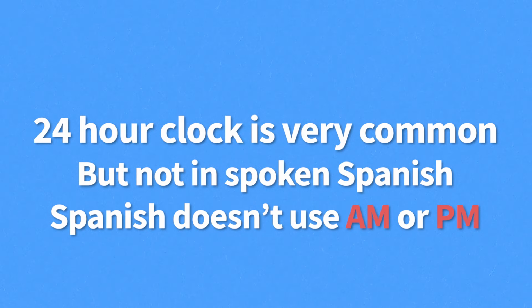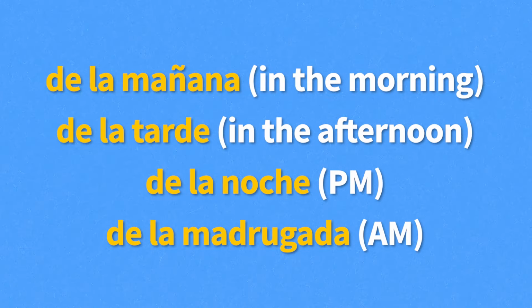Now, while the 24-hour clock is commonly used in Spanish-speaking countries, it's uncommon to use it in spoken Spanish. However, Spanish doesn't use AM or PM. We use the following time-specific phrases instead. De la mañana, in the morning. De la tarde, in the afternoon. De la noche, PM. De la madrugada, AM.